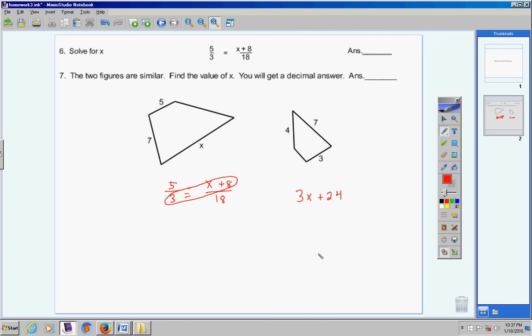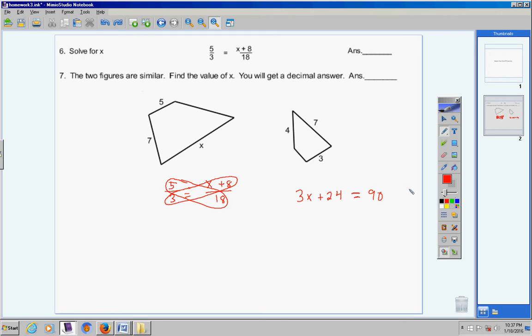Now we'll multiply 5 times 18 and we'll get 90. And then we set these two as equal. So when you took 3 times x plus 8, that gave you one side of the equation. When you took 5 times 18, that gave the other side of the equation, okay? Now, guys, from Algebra 1, you really should know how to finish this, okay?